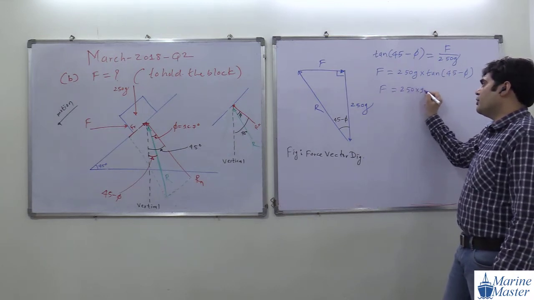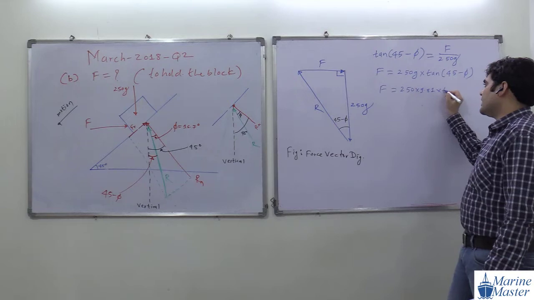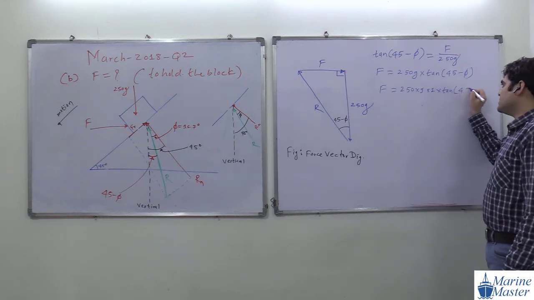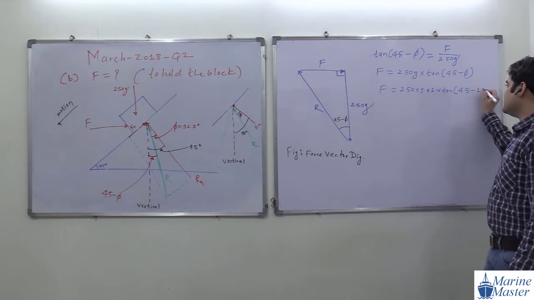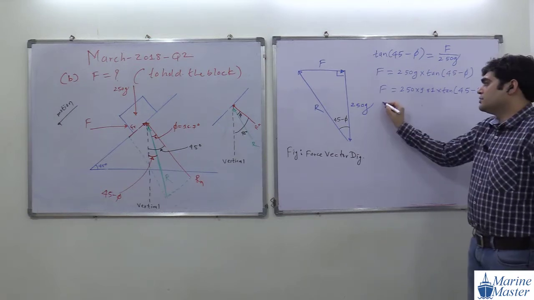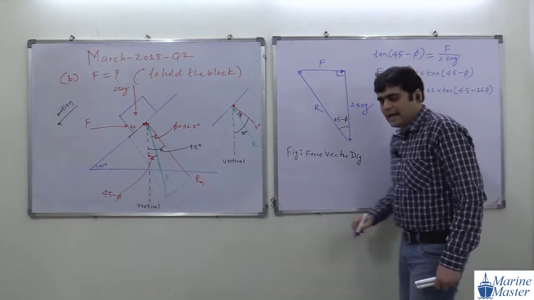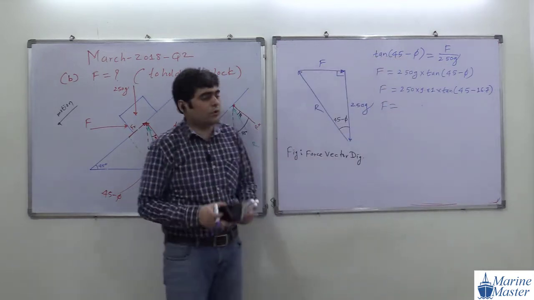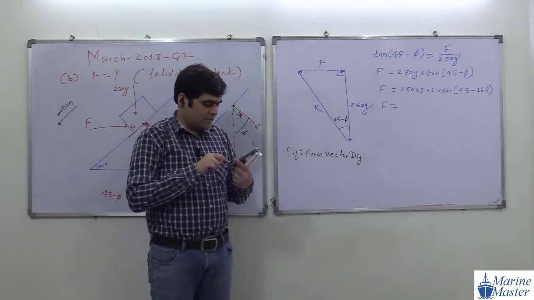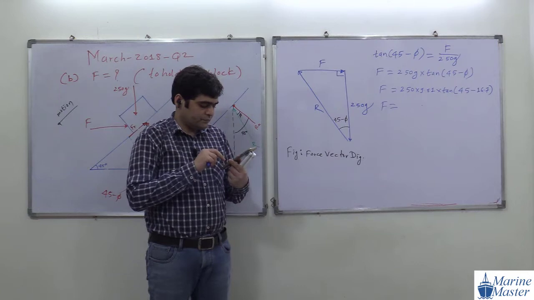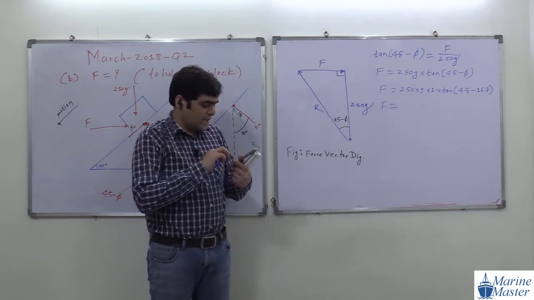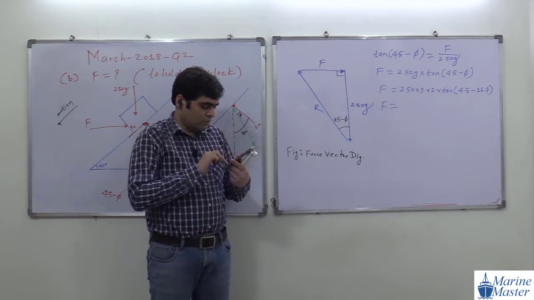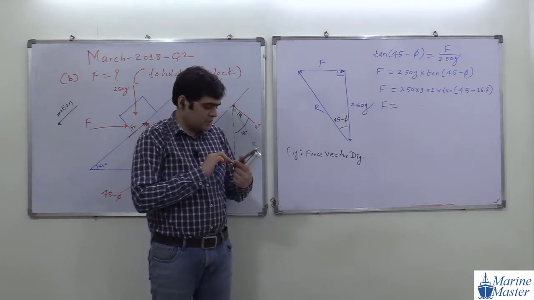So F will be equal to 250 into 9.81 into tan of, everyone try to see the scenario, 45 minus pi. How much is it, guys? 16.7. Okay, good. So please everyone do the calculation and tell me the answer. 250 multiplied by 9.81 into tan of what? 45 minus pi is how much?